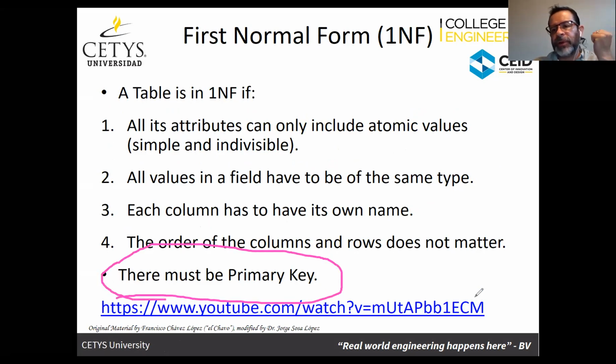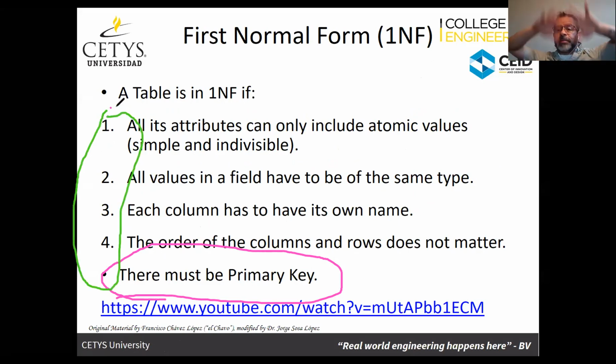And something very, very important for the first normal form, there has to be a primary key. If we don't have a primary key, we're in serious trouble. We need to have a primary key. These are the rules that define that our table is in the first normal form. So if we comply with these four rules and have a primary key, then check. Our table is in first normal form.